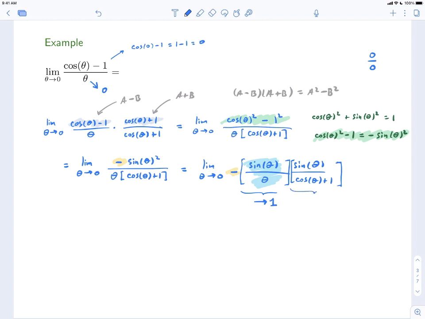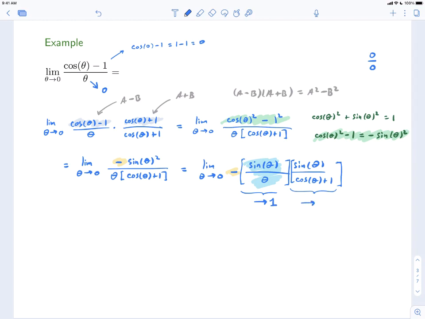What about this other term here? Well, this term is not indeterminate. This is not an indeterminate form. We're not dividing by 0. The numerator is going to 0, but the denominator is not. The denominator is going to 1 plus 1, which is 2. So this expression is continuous at theta equals 0.